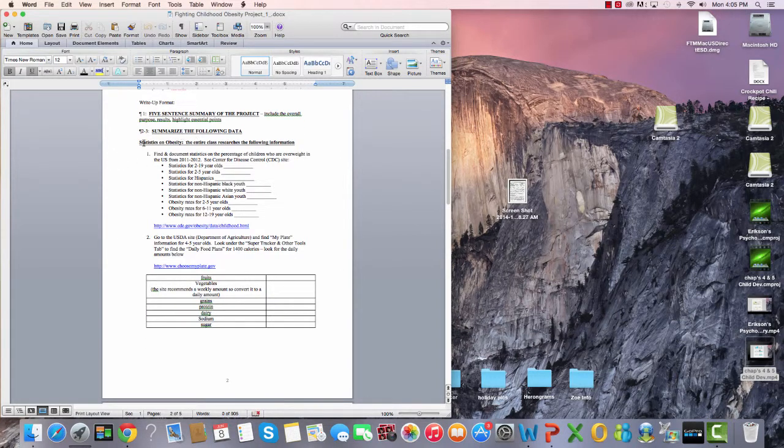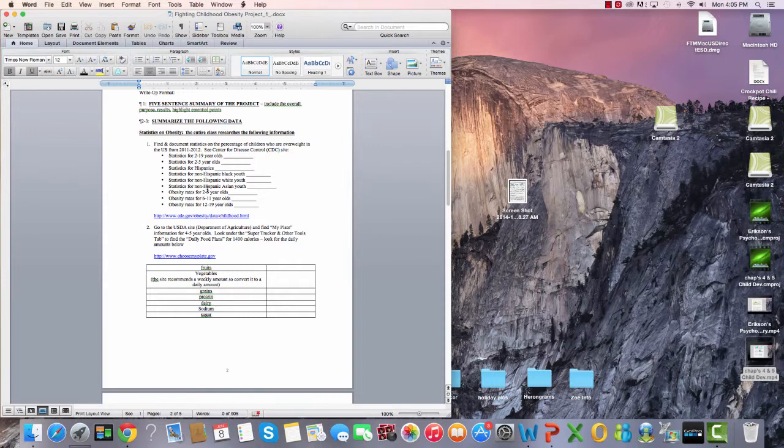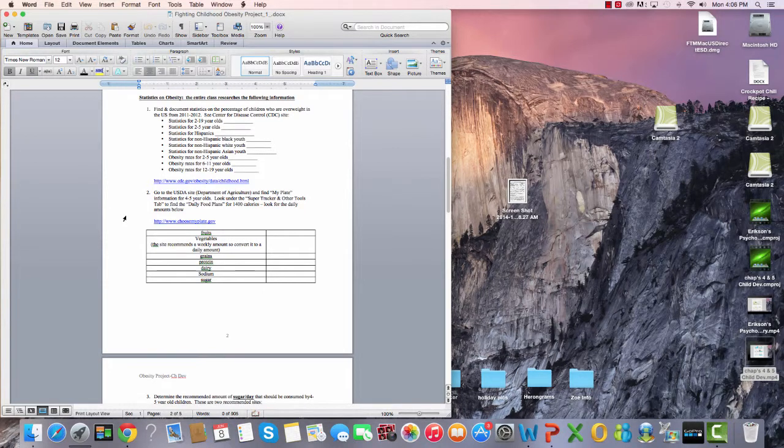Summarize the following data in paragraphs 2 and 3. The first set of data is right here. And we do this mostly as a class, but if you missed this, or if you need to go back and review it, this is the second paragraph right here. Statistics on 2 to 19-year-olds, so it's age groups and ethnic groups. This is the website where you find the information. Just click on that and it takes you right to the CDC, which is the Center for Disease Control. Opens right to the correct web page.